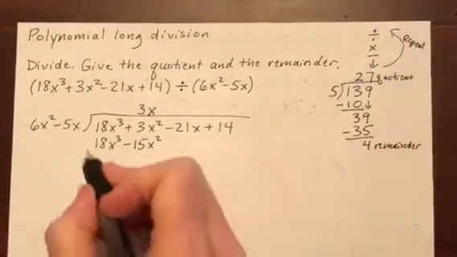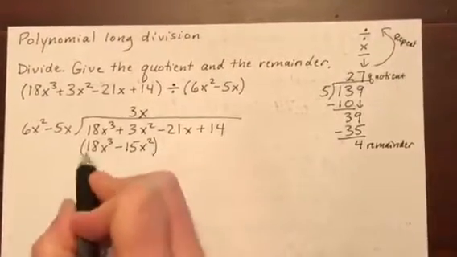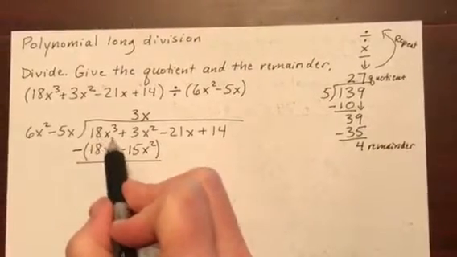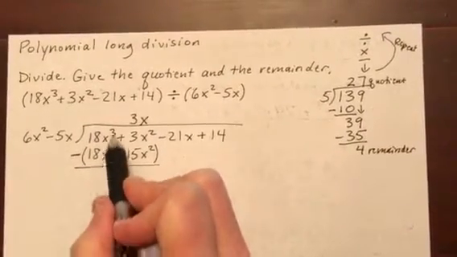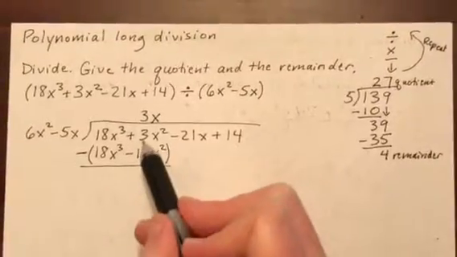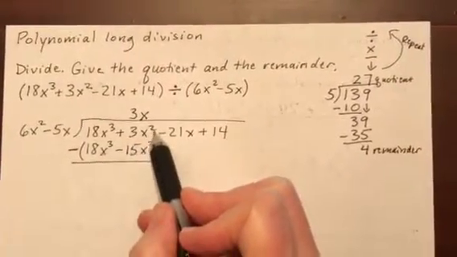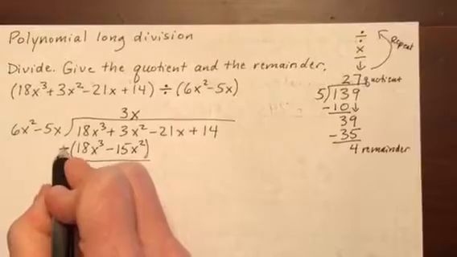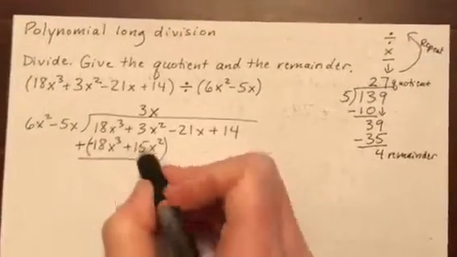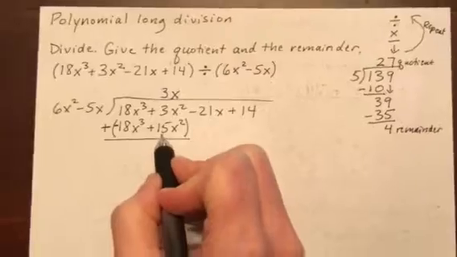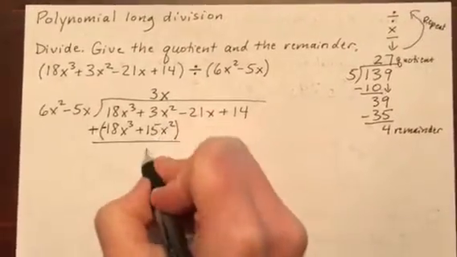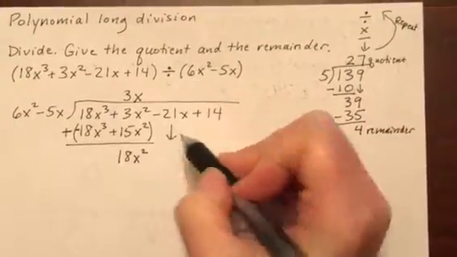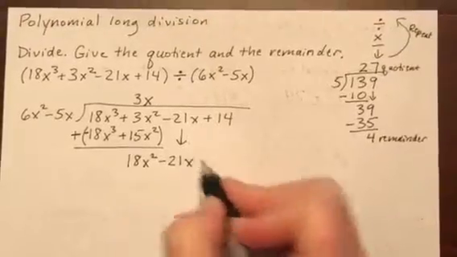Next comes subtraction. So I'm subtracting everything on this second row from what's above it. 18x to the third minus 18x to the third would cancel out. That's what I want. Here I have 3x squared minus a negative 15x squared. So that's like saying plus a positive 15x squared. 3 plus 15 would make 18x squared. And then my next step is to bring down this next term, minus the 21x.